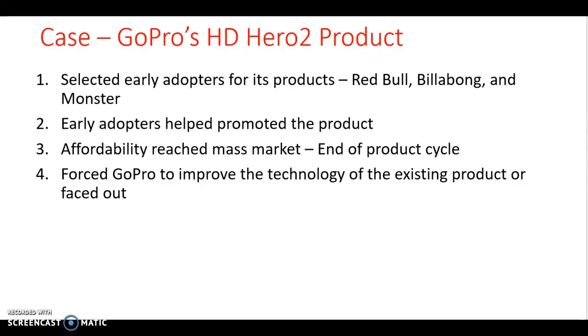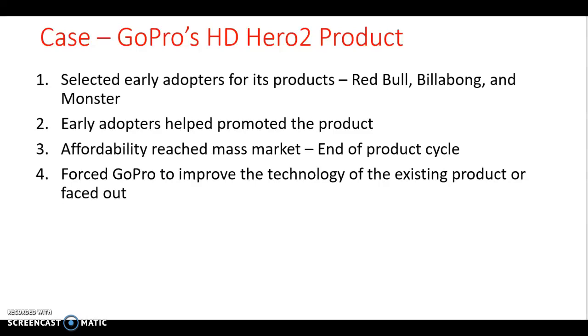I thought it would be interesting to take a look at the case study of the GoPro company with their Hero 2 product, which is a video camera. When this HD Hero 2 product was introduced, the company applied the S-curve model really nicely. At the early stage, the company selected the early adopters as a marketing tool.